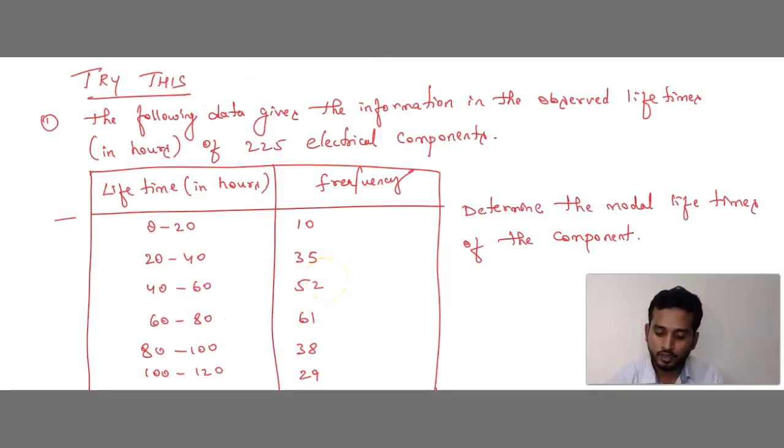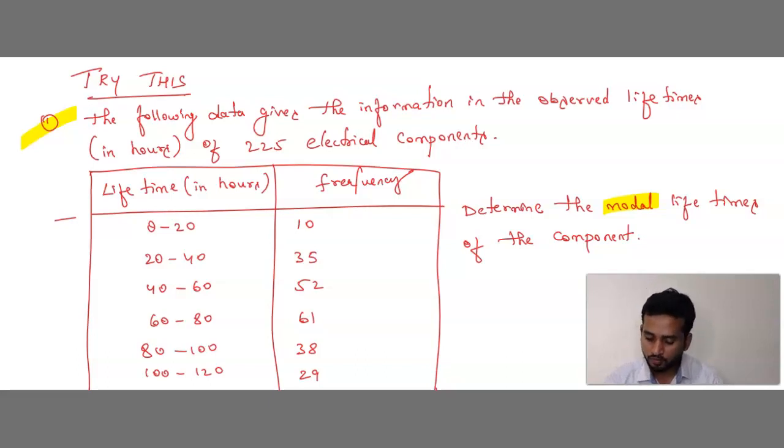Hi students, you can try this problem. Question number 1. The following data gives the information on the observed lifetimes in hours of 225 electrical components. Forget about this kind of information. Just see what the class interval is and what the frequency is. The lifetime is the class interval, and this is the frequency. We are asked to determine the modal lifetime of the component. Modal means mode, so here we have to find the mode.